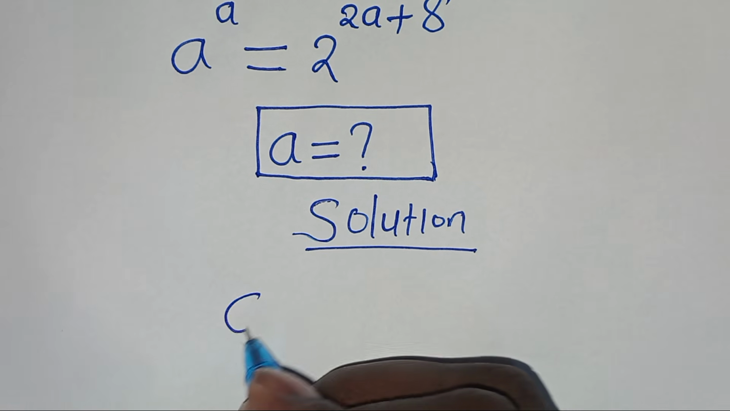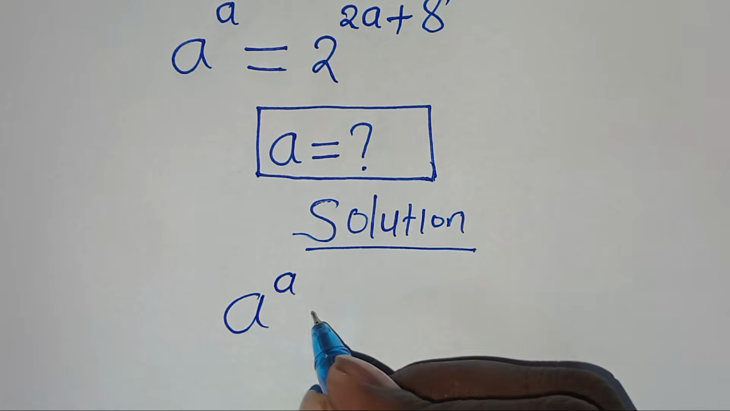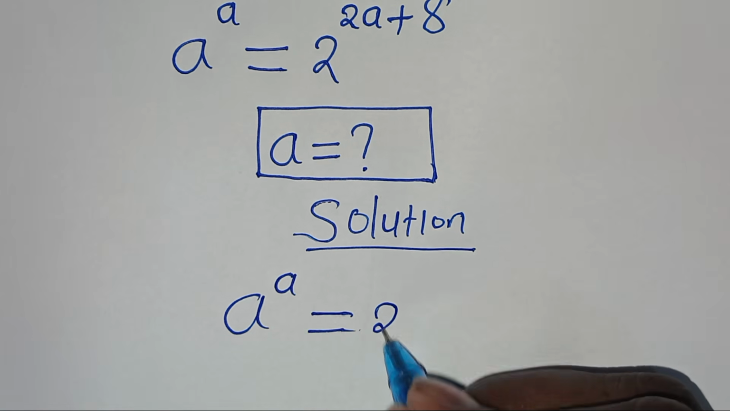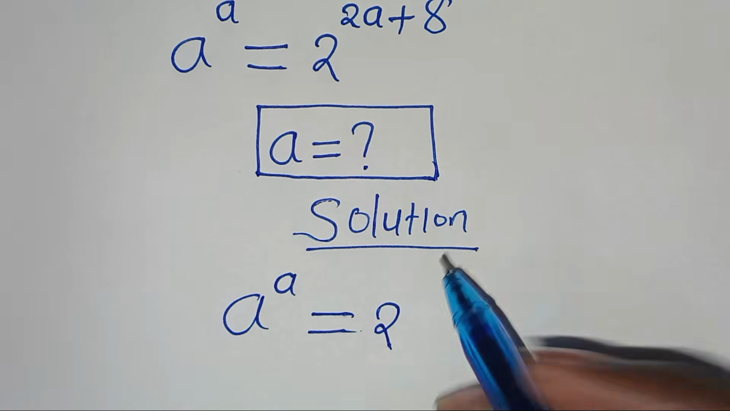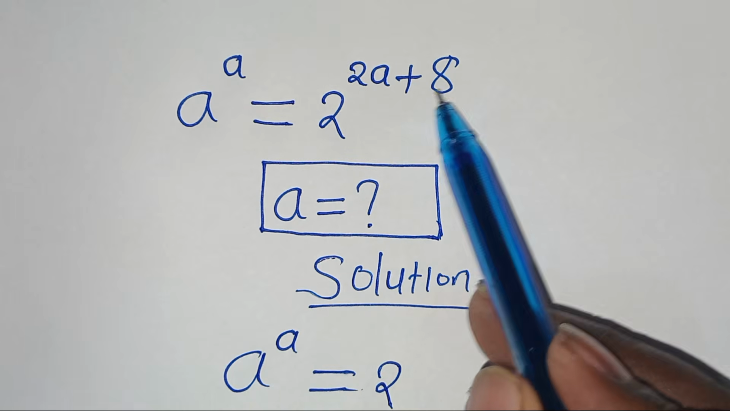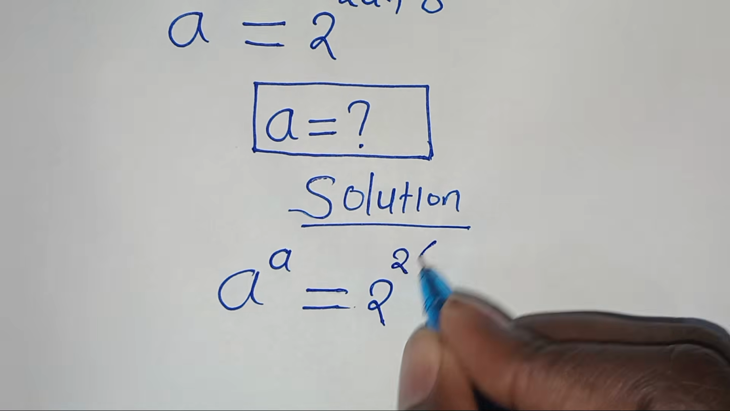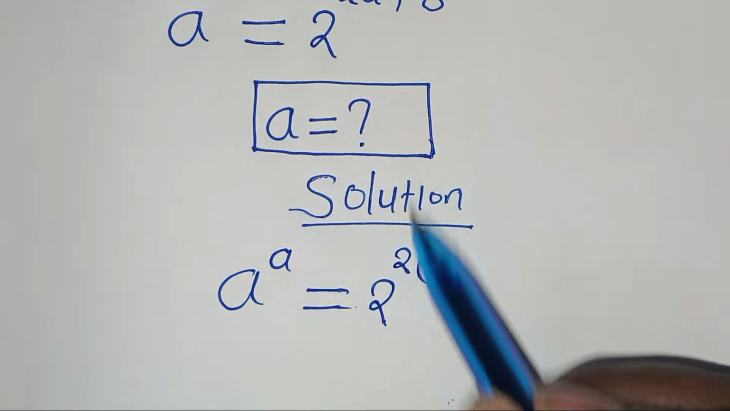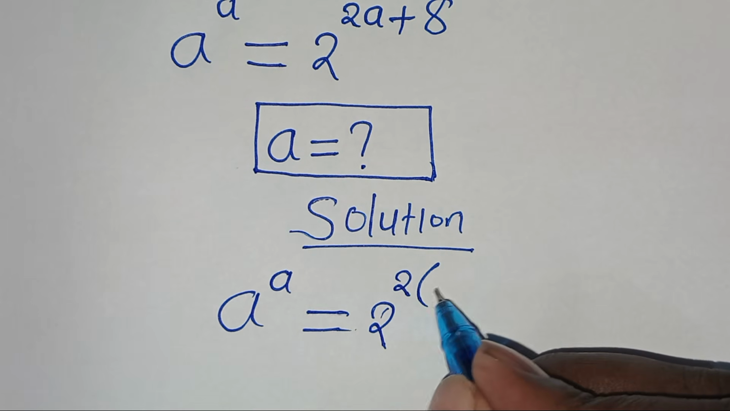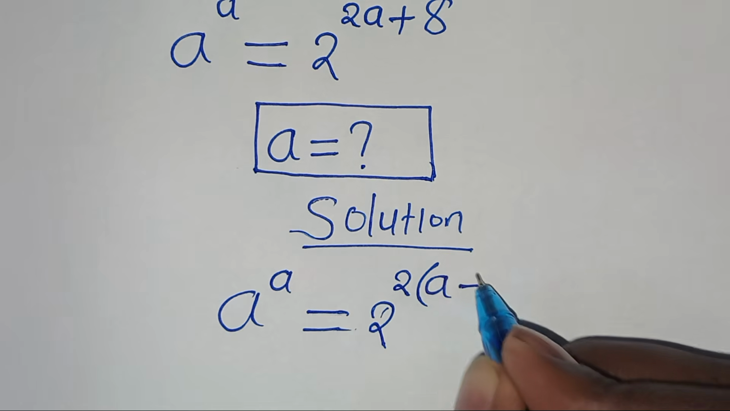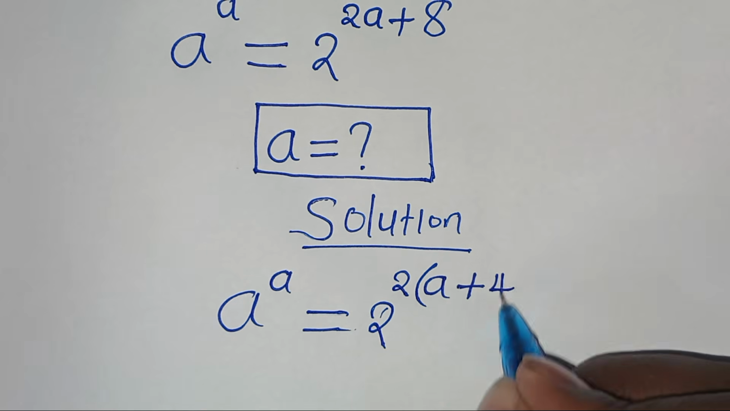So we have a raised to the power of a equal to 2 to the power of 2a plus 8. 2 is common here, so we can factor out 2 into the parentheses. 2a divided by 2 is a, plus 8 divided by 2 is 4.